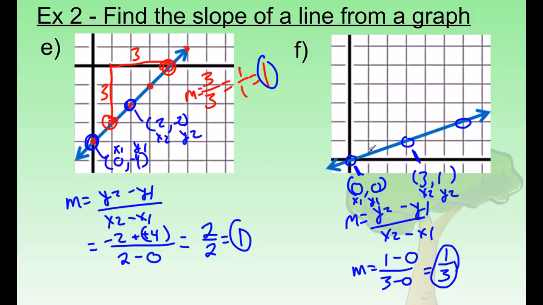Counting boxes, get from one point to the next. Actually, I'll use the same 2 points this time. So from here to here, I'm going to go up 1 over 3. And up 1 over 3 gives us a slope of 1/3. So again, we got the same thing, both methods. So that is how you find slope.